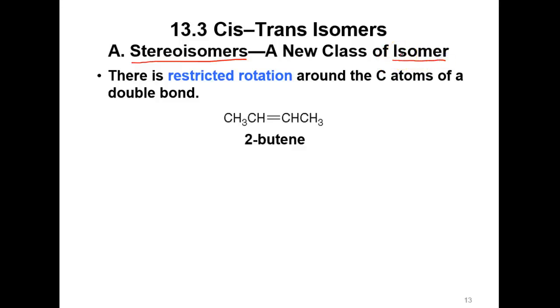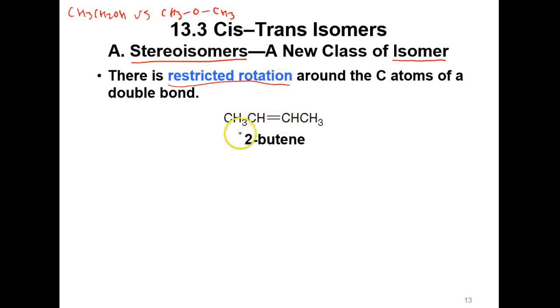All right. Try to think in your head: constitutional, what was that? That was same formula but a different structure, like CH3CH2OH versus CH3OCH3. That's a constitutional isomer. Stereoisomers is where the molecules are identical with where the atoms are placed, but they differ in three-dimensional space due to something called restricted rotation.